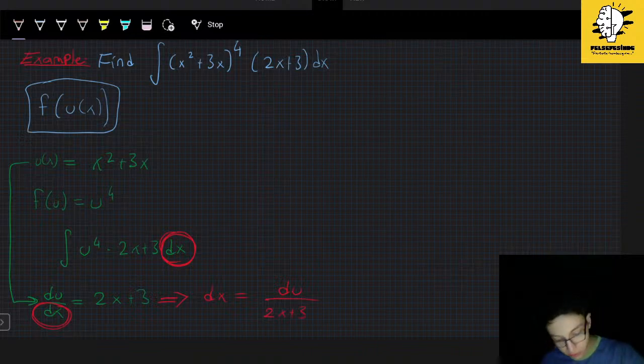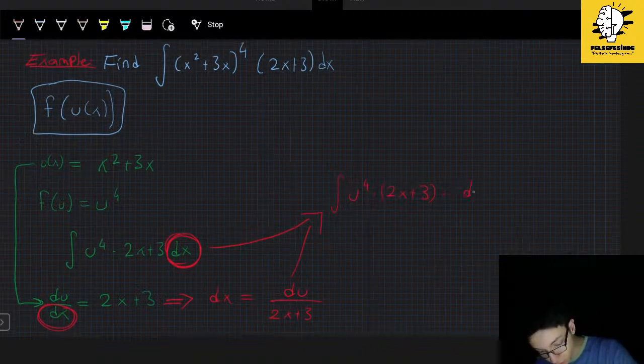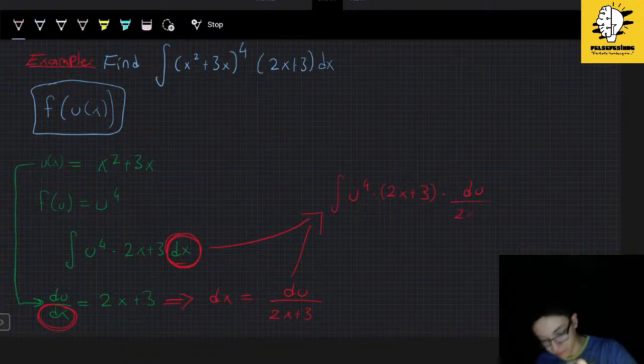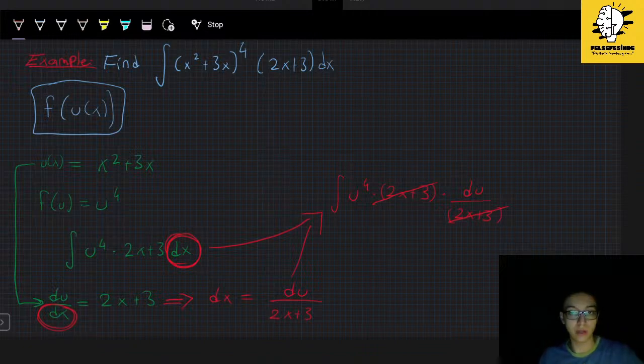Well, I can substitute it. Let's use it all over here. It will be the integral of u to the power 4 times 2x plus 3, and instead of dx, now I will write this expression, du over 2x plus 3. Did you see again? Yes, this 2x plus 3, tricky. This 2x plus 3 is not a deal anymore.